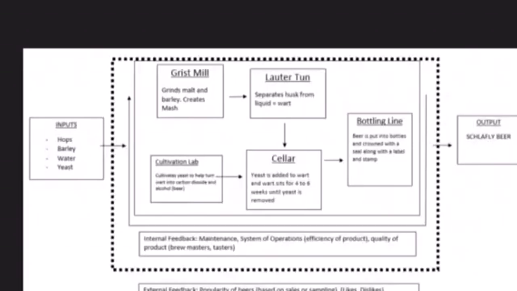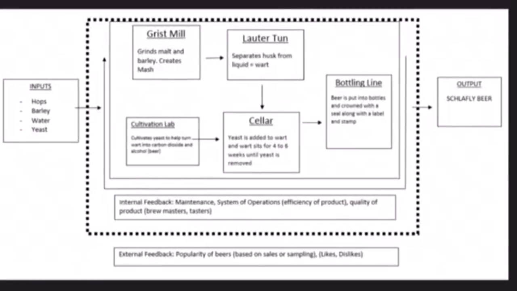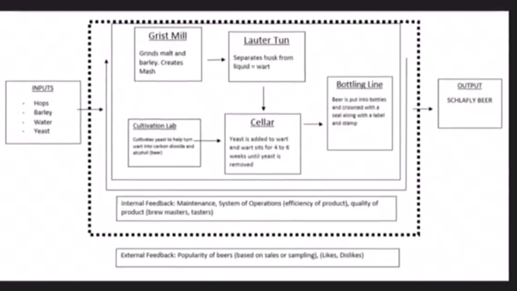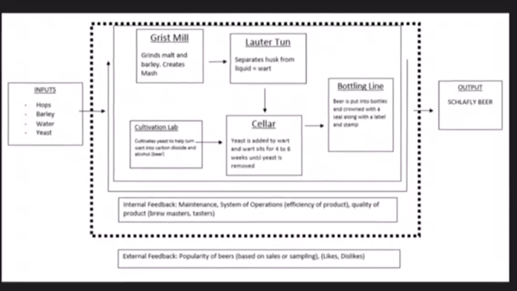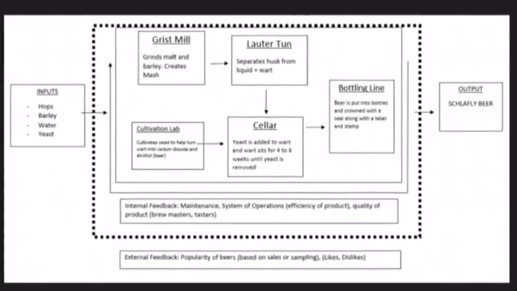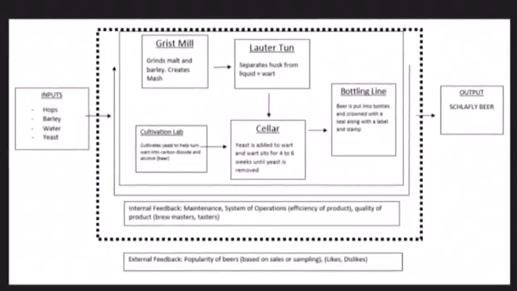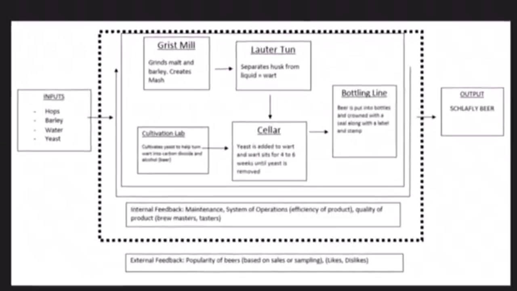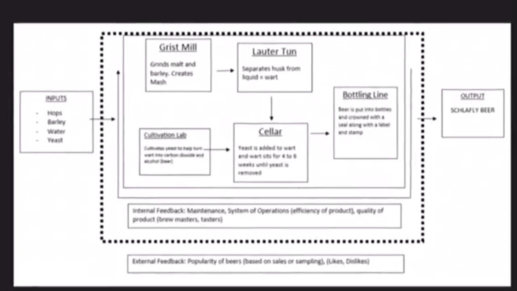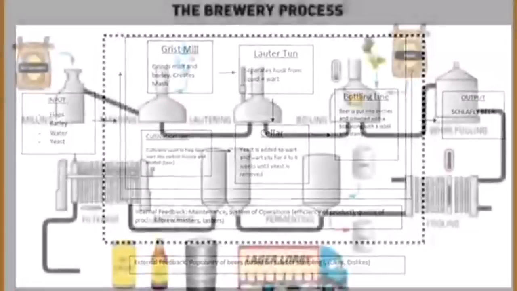What you're looking at is a system boundary diagram of Schlafly beer. This system boundary diagram displays how Schlafly processes and makes their great beer. As you can see, the input section contains just the 4 simple ingredients used to make Schlafly's signature beer: hops, barley, water, and yeast. The diagram also shows the internal and external feedback of the brewing process.